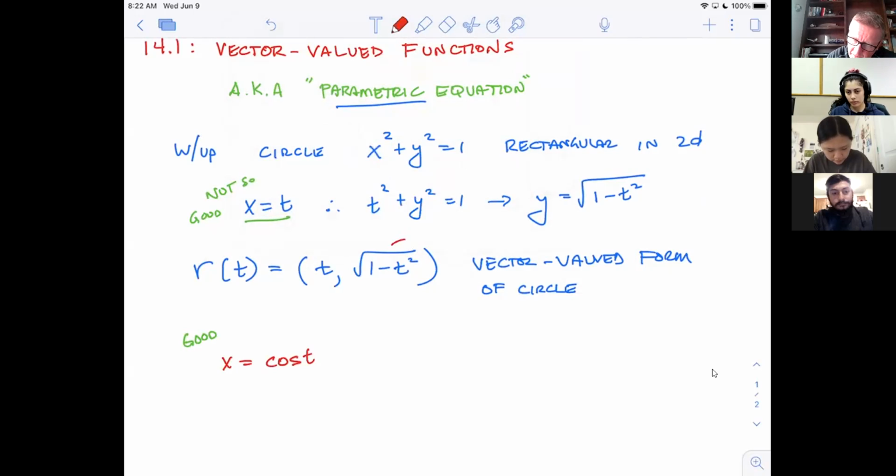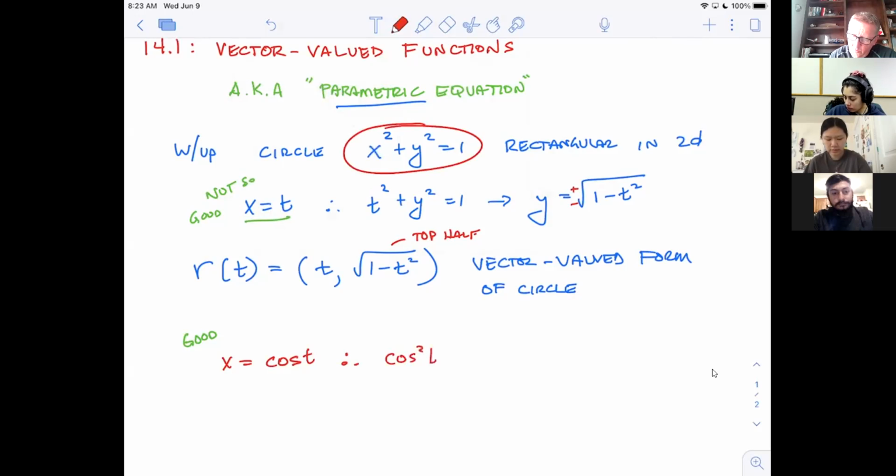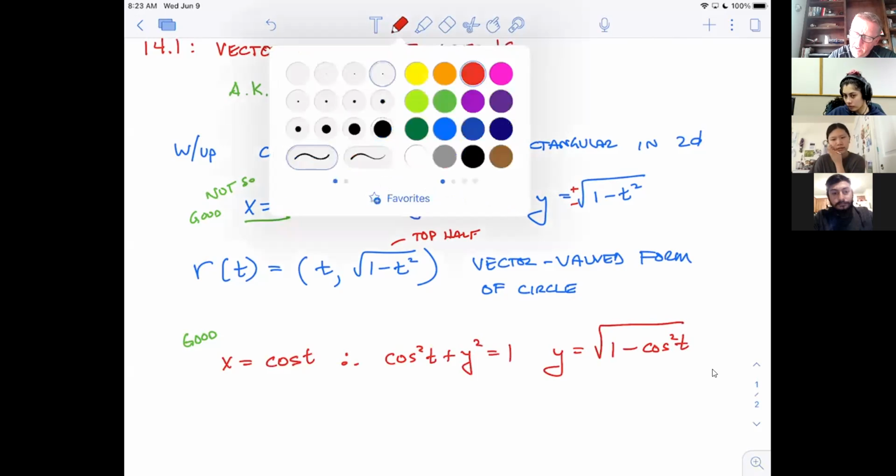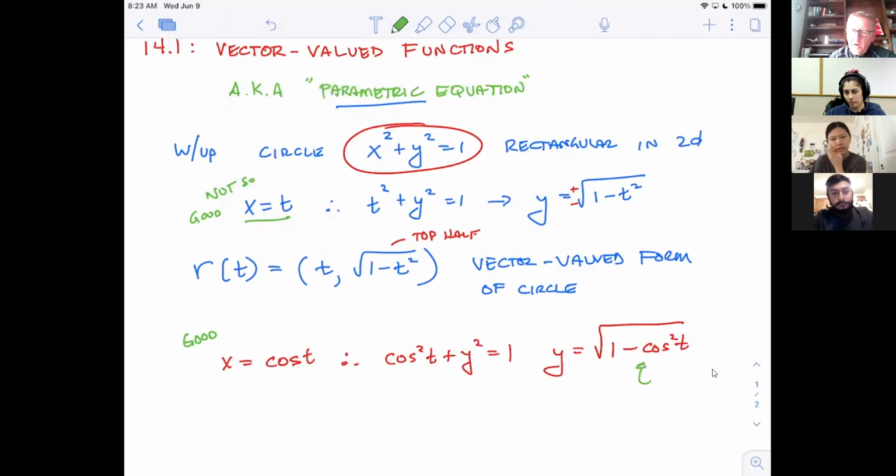But remember, here you're only getting the top half, so to speak, because that's actually plus or minus. So if you let x be the cosine of t, then just like above, you'd say, okay, if I replace x with this, then that's the cosine of t squared plus y squared equals 1. Great. What does that mean y is? Well, y is equal to the square root of 1 minus cosine squared t. But why is that particularly wonderful? Does it jump out to you that we're not done yet?